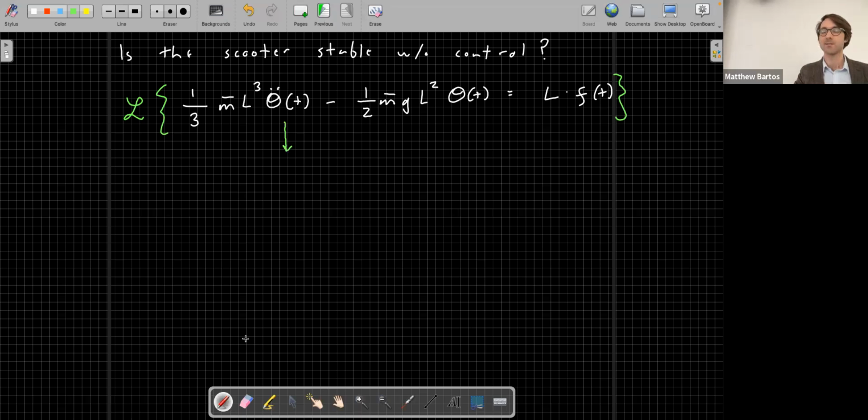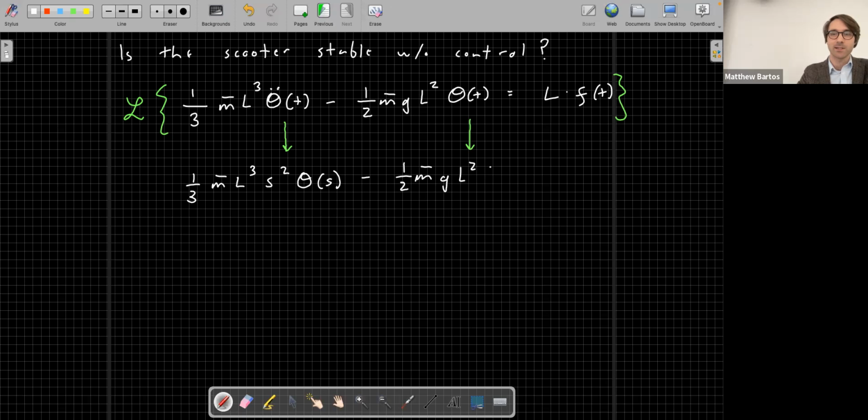Sorry, Laplace transform, not inverse Laplace transform. s squared, and this just becomes theta of s, right? So let's go ahead and apply our Laplace transform. Let's just do the full thing. I'll do 1/3 m bar L cubed times s squared theta of s minus 1/2 m bar g L squared theta of s is equal to L times capital F of s.